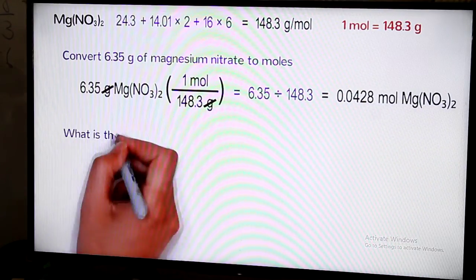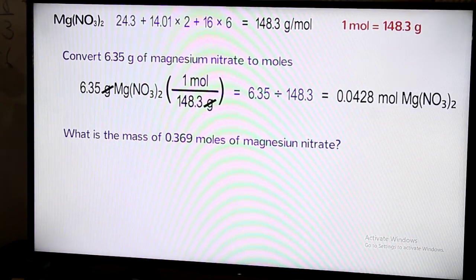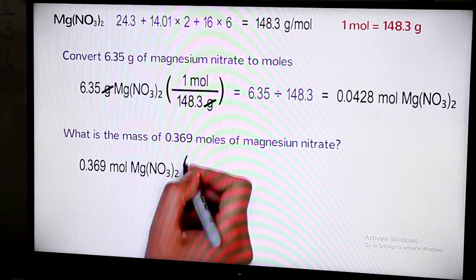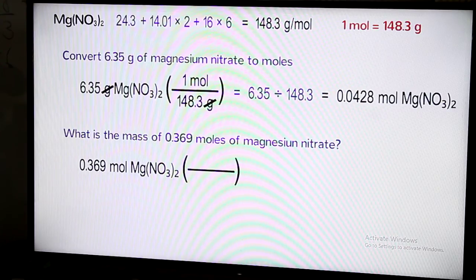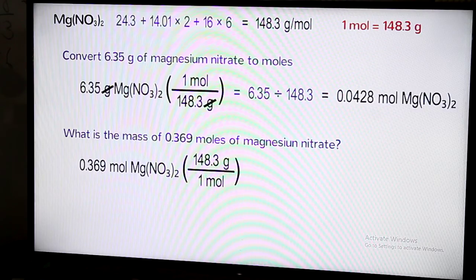What if we wanted to know the mass of 0.369 moles of magnesium nitrate? First, write down the quantity that we know, 0.369 moles of magnesium nitrate. Next, multiply this by a conversion factor fraction, using the molar mass as the conversion factor. Because we are starting with moles, put 1 mole on the bottom, and because we are solving for mass, put 148.3 grams on the top. Moles on the top and bottom cancel each other out.